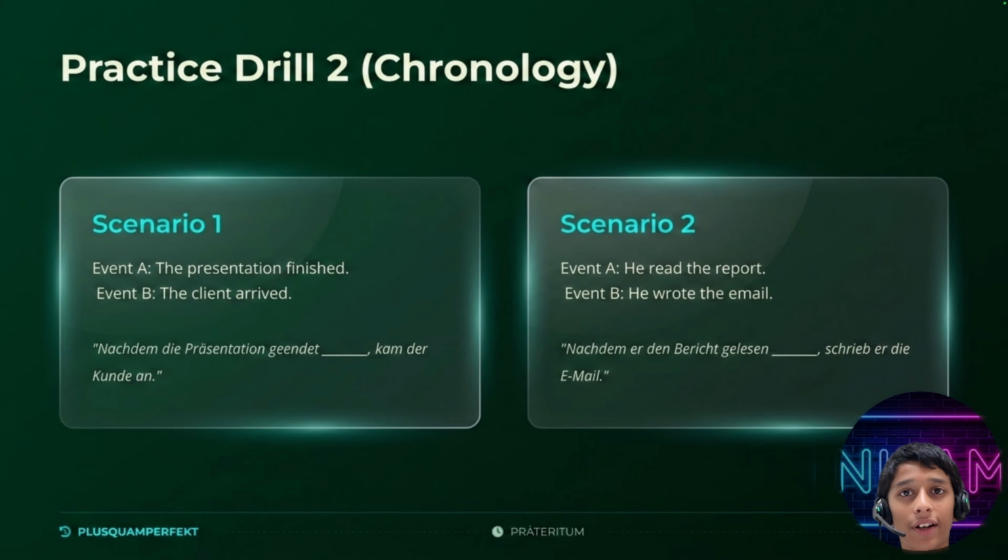Scenario 2: Event A: he read the report. Event B: he wrote the email. Nachdem er den Bericht gelesen hatte, schrieb er die E-Mail. Same logic, reading came first, so hatte gelesen takes the earlier slot and schrieb, the writing, stays in simple Präteritum. A good reminder that hatte covers the vast majority of verbs and war is really reserved for the smallest set of movement and change of state verbs.